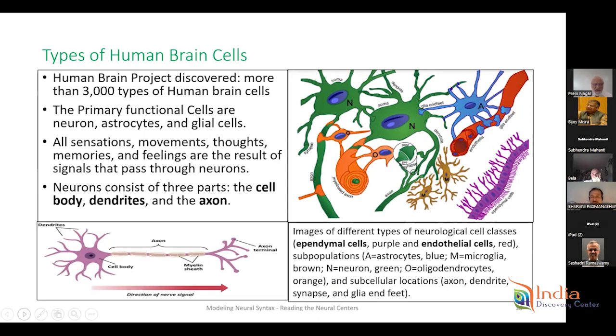Now, the picture of the neuron is shown here. This is the cell body. There are the dendrites. This is the axon, and these are the axon terminals. And this is the direction of the signal. So the neuron consists of three parts: the cell body, dendrites, and axon. And if you look at the images here, these are some of those new cells which they have found. And these are the images of those cells.